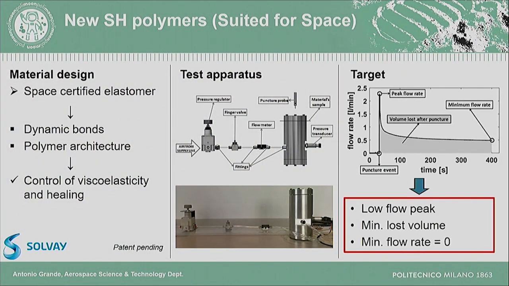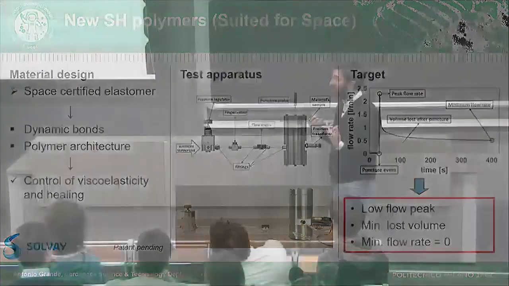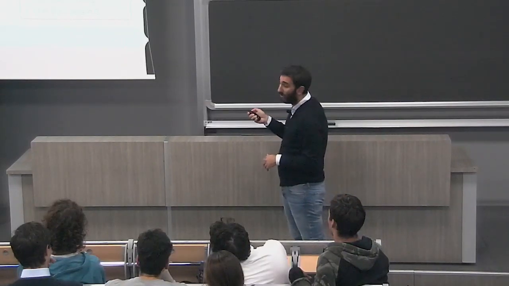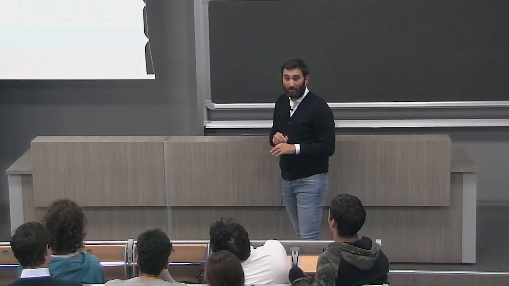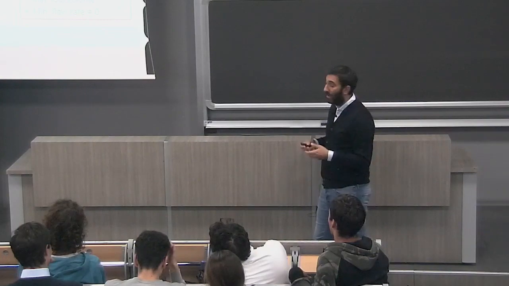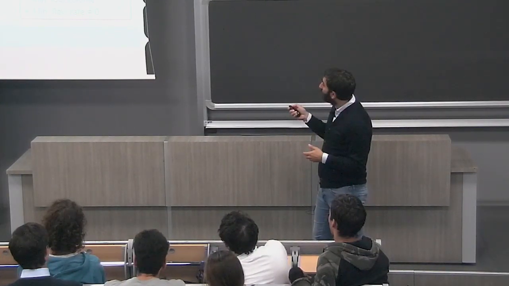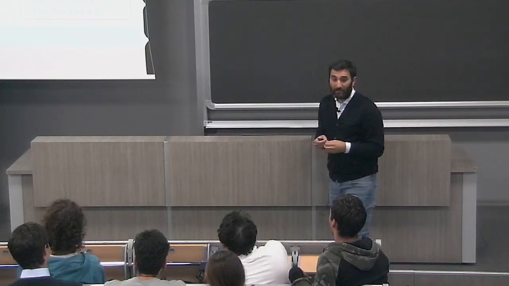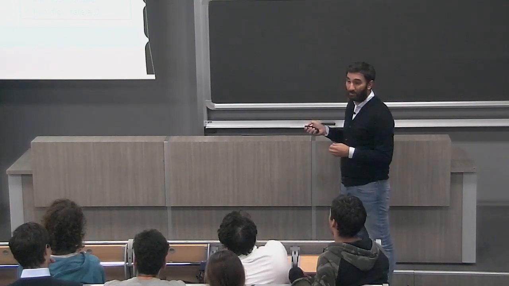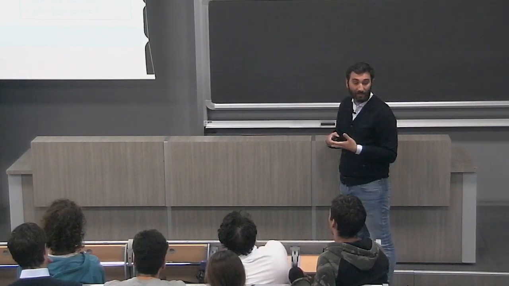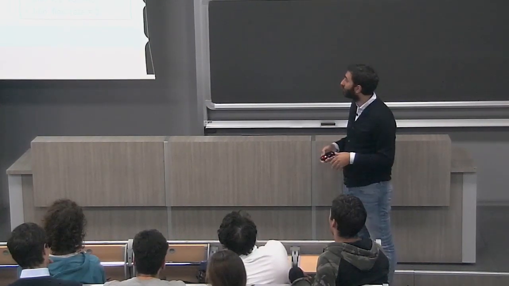What we want to check, or our targets, were to minimize the peak flow during the impact in order to avoid the problem of explosion, to minimize the loss volume, so we want to lose a minimum amount of fluid during the healing event, and we also want to have a minimum flow after the repair. This flow should be 0 to seal the spacesuit completely.